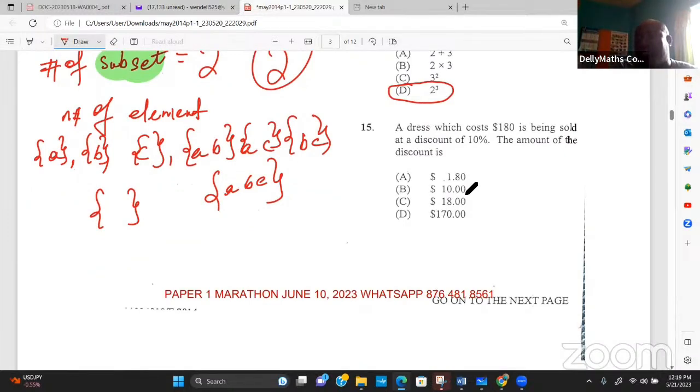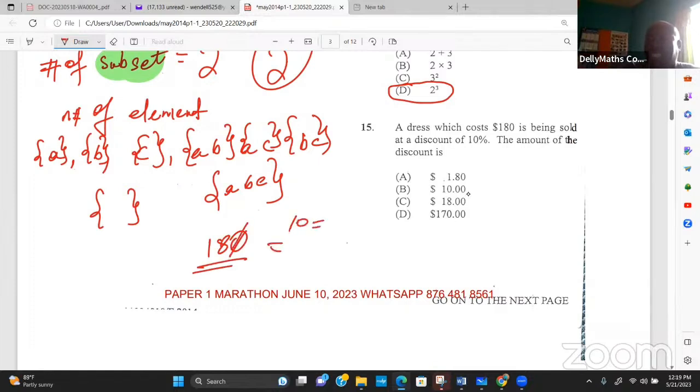A dress which costs $180 is being sold at a discount of 10%. The amount of discount is, I'll just quickly give you a hint. There is an idea with 10%. All of these questions will be multiples or factors of 10%. They can't give other than these because it's a no calculator. 10% of anything is like dropping off a 0 at the end. So if this is the number, 10% of this is 18.